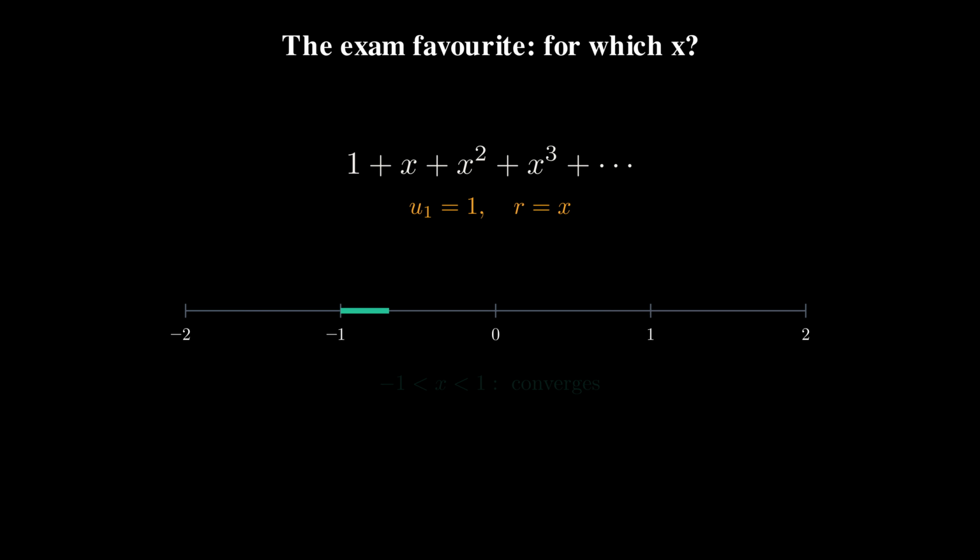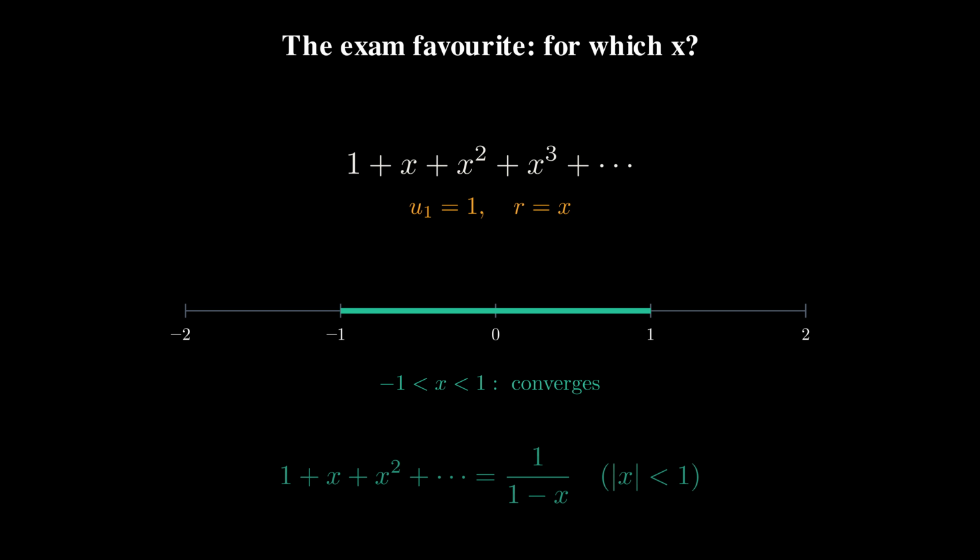Inside that green band, the sum exists. Step outside it, and the series diverges. And when it does converge, the formula gives a lovely result: 1 over 1 minus x. Whenever a ratio carries a variable, just solve the size of r below 1.